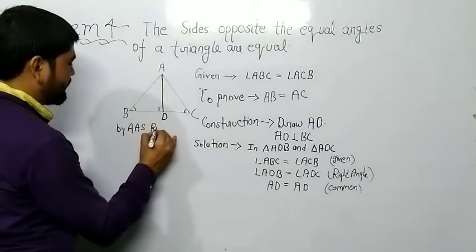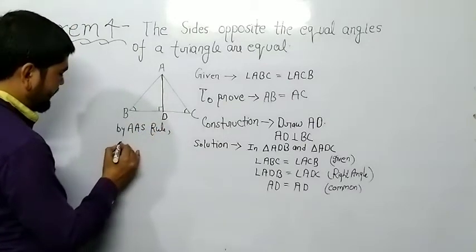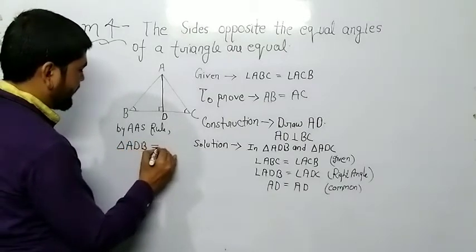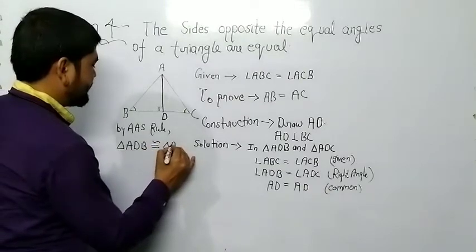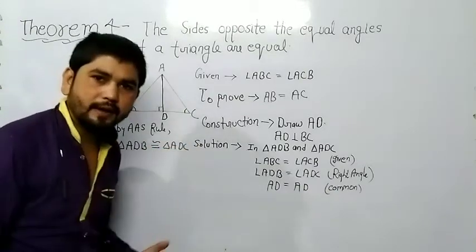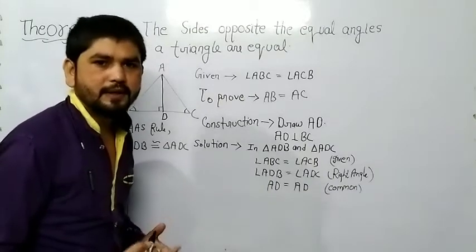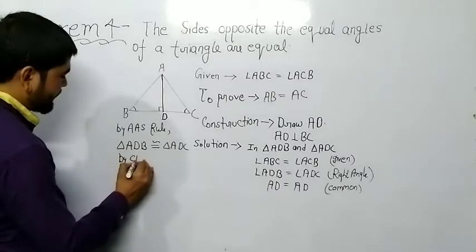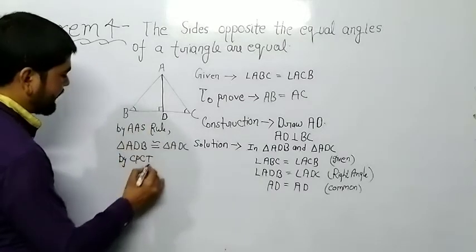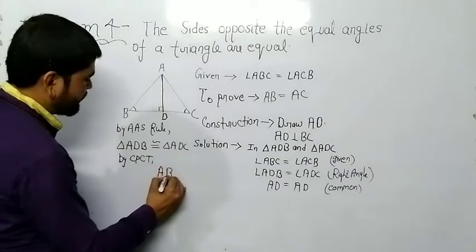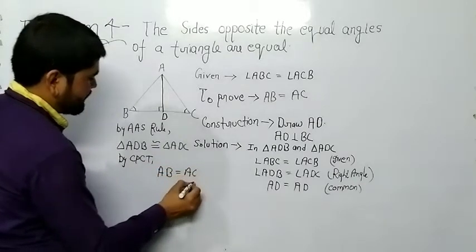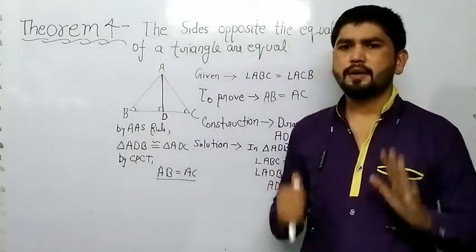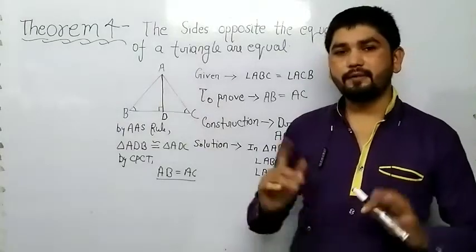So by AAS rule, you need to write here: triangle ADB is congruent to triangle ADC. If two triangles are congruent, then by CPCT, corresponding parts of congruent triangles, we can write AB is equal to AC. Okay guys, it is proved. So simple.